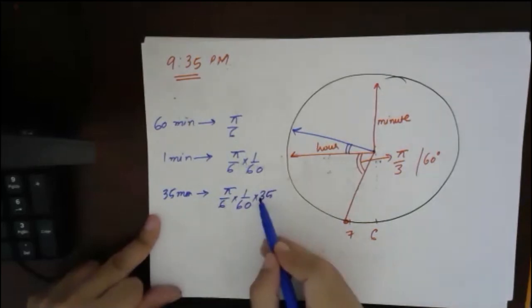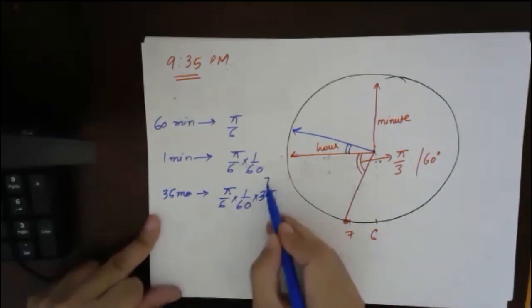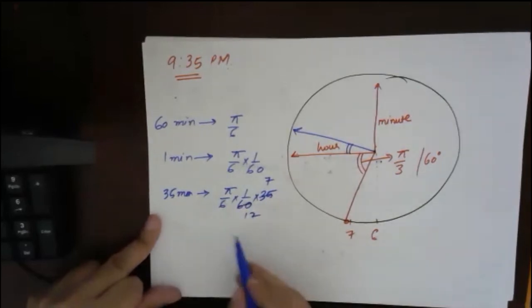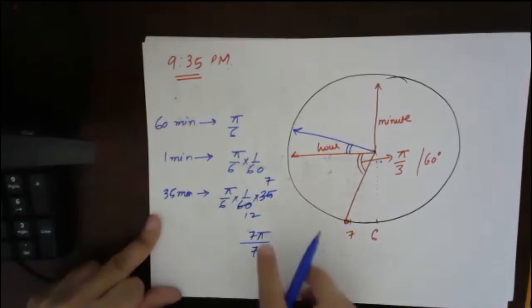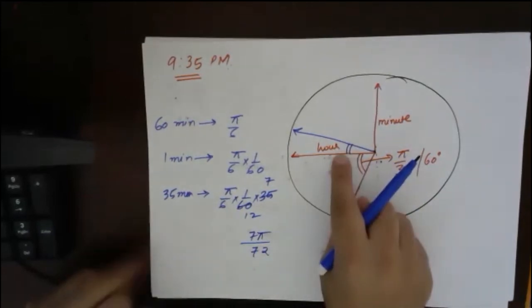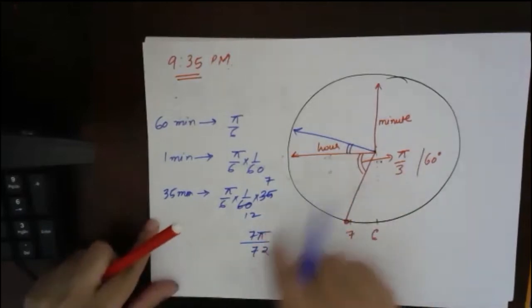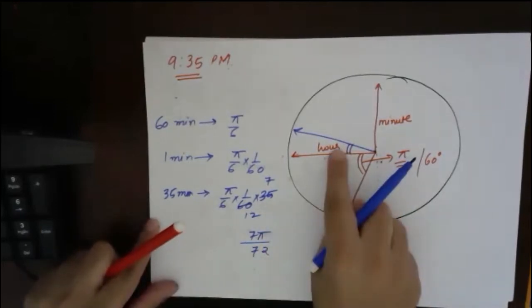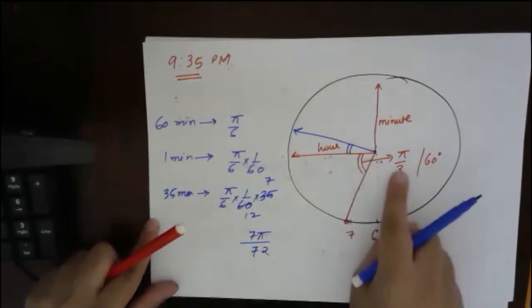So this is 5 sevens are 35, 5 12s are 60, so this is 7 pi by 72. This angle is 7 pi by 72 and the other angle is pi by 3.